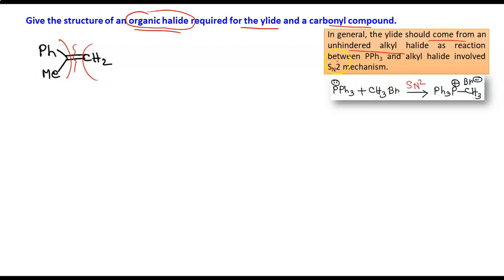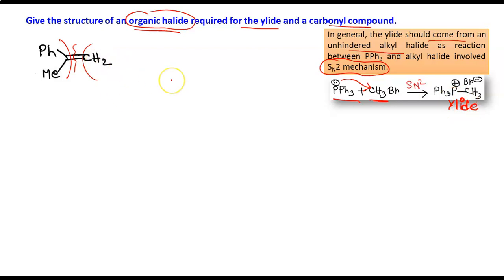Because it is going through the SN2 mechanism, and in the SN2 mechanism, if the alkyl halide is sterically hindered, then the mechanism will not be possible. Okay, so SN2 is a single step reaction, so the transition state must be unhindered. PPh3 is already a very large group, so when it is attacking from the opposite side of the halide, it must be as less hindered as possible. Okay, and finally we are getting the ylide.